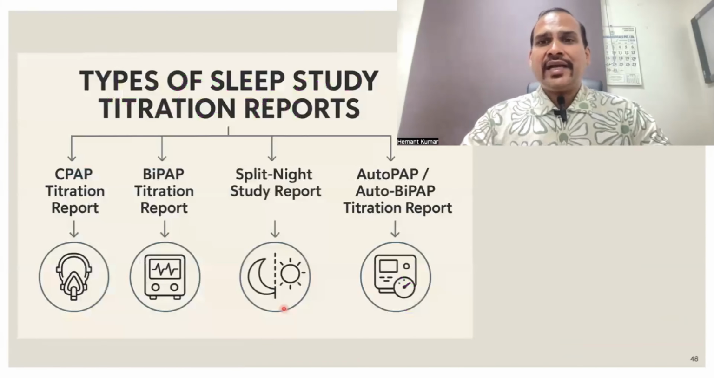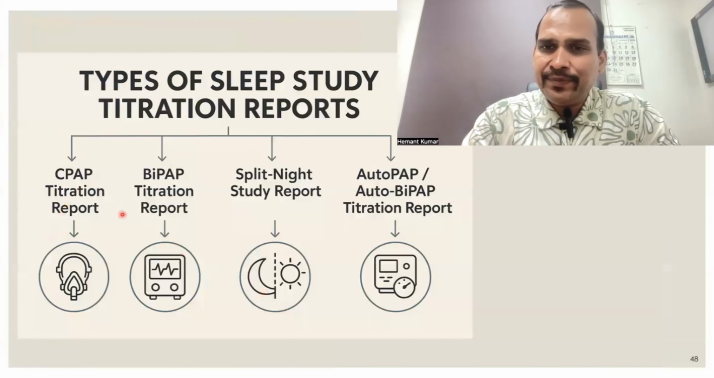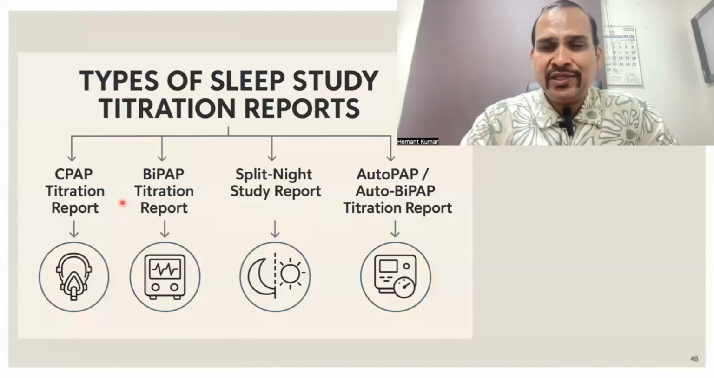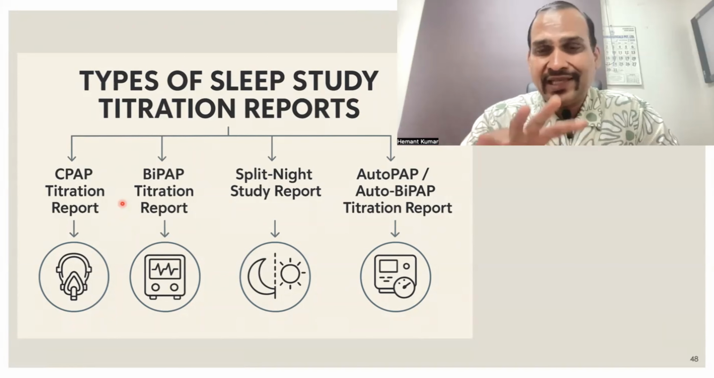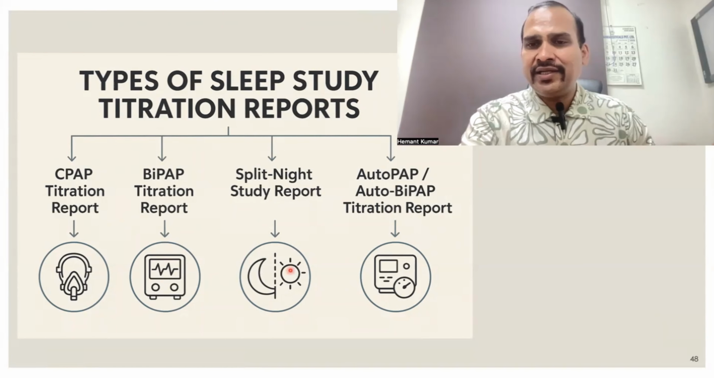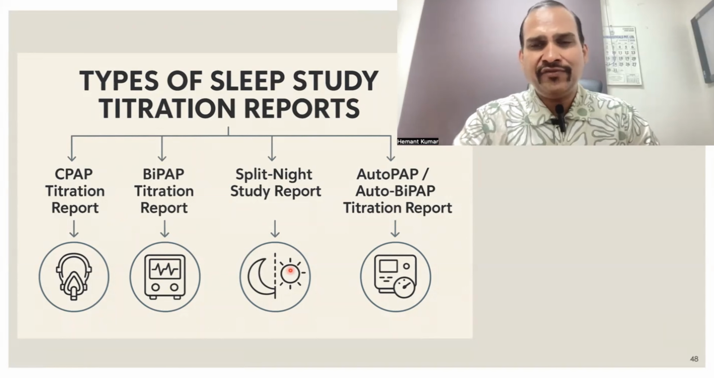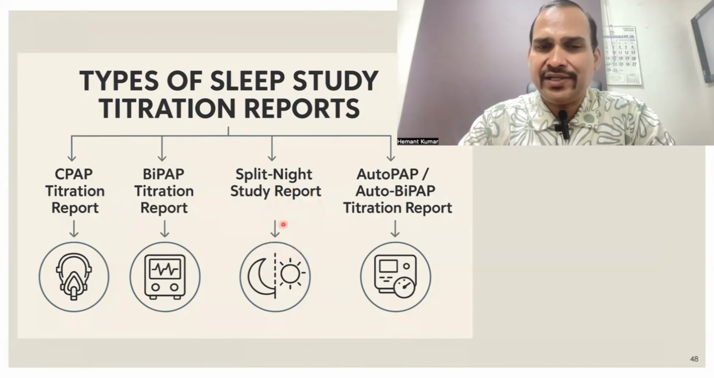Regarding titration, we can do it by CPAP, manual CPAP. We can do it by BiPAP in case of overlap syndrome or obesity, or when the pressure requirement is high. We can also go for a split night study, which means we do the study in the first half, and if there is severe OSA, then in the second half we apply CPAP and do the titration.